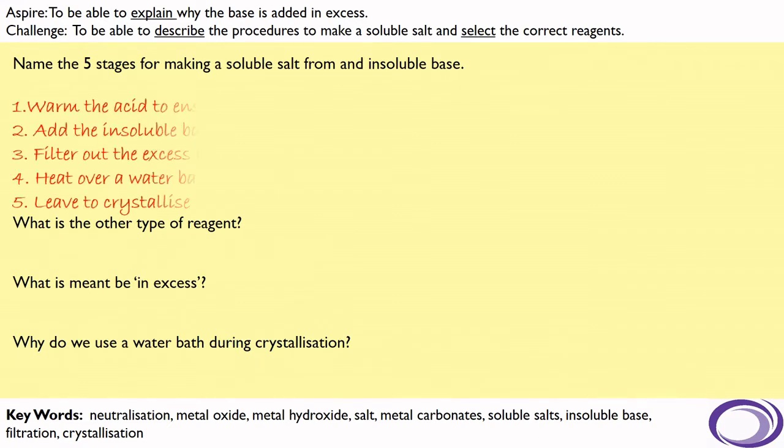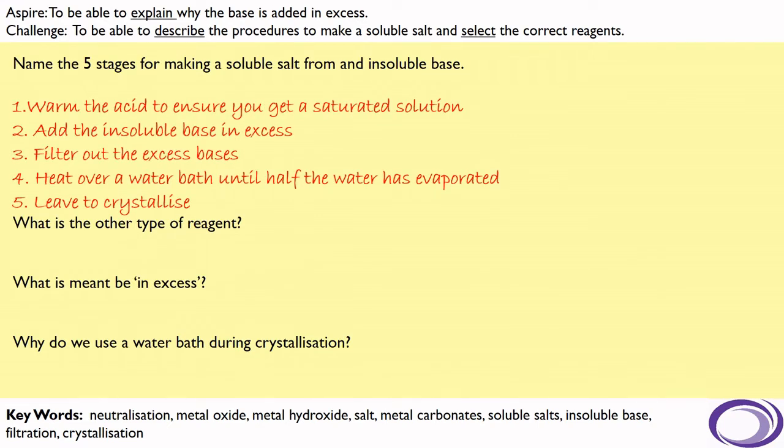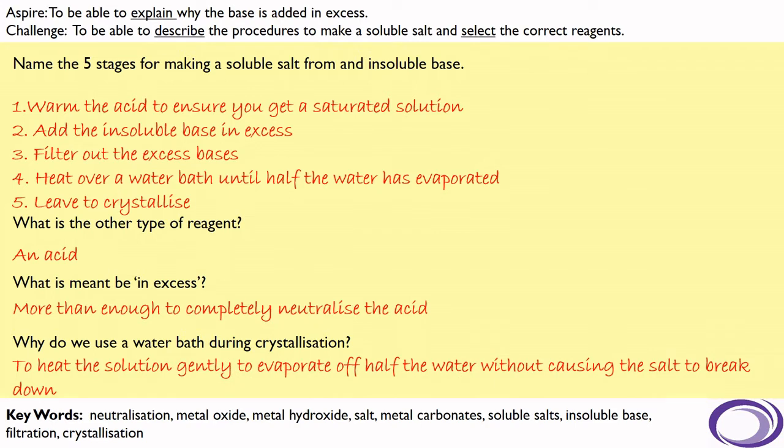Okay, so the stages are on the screen now. The other type of reagent is an acid. Excess means that we've added more than enough to completely neutralise the acid. And we use a water bath to gently evaporate off the water without causing the salt to break down.